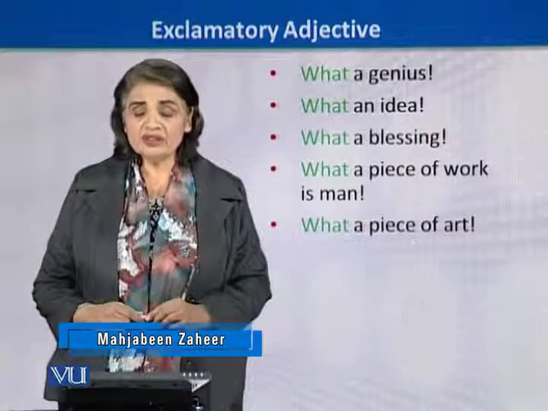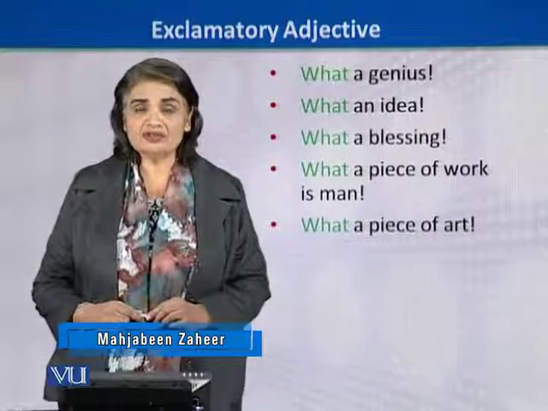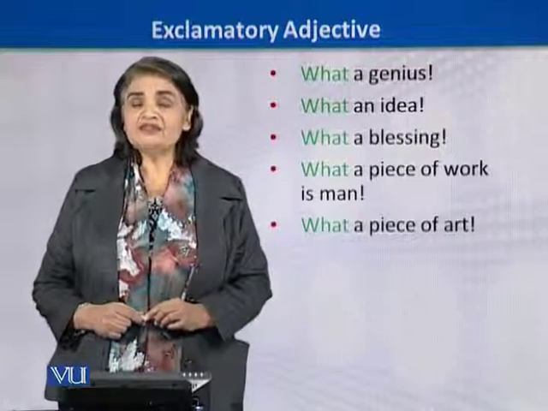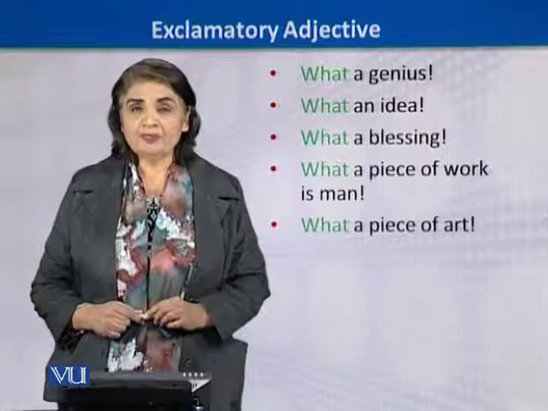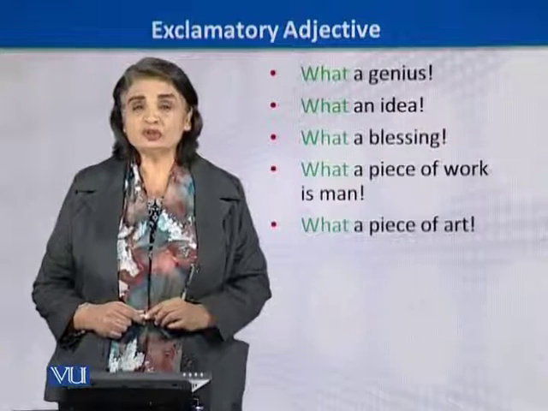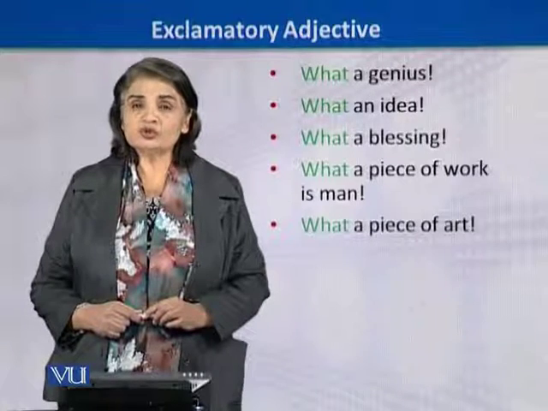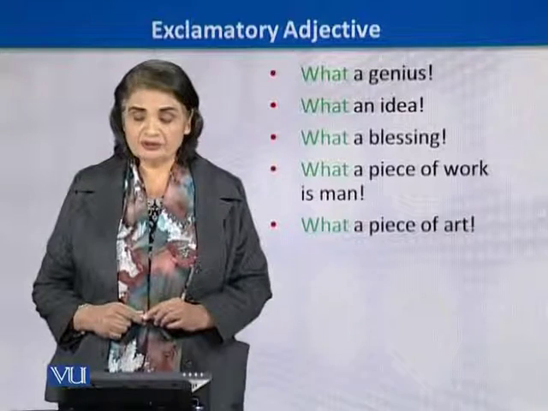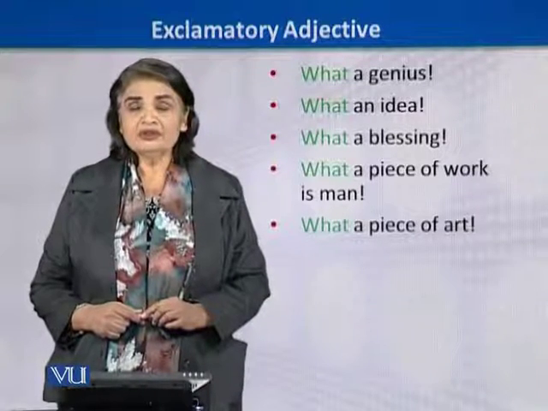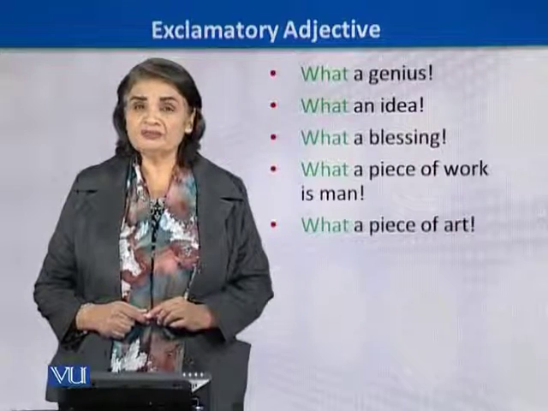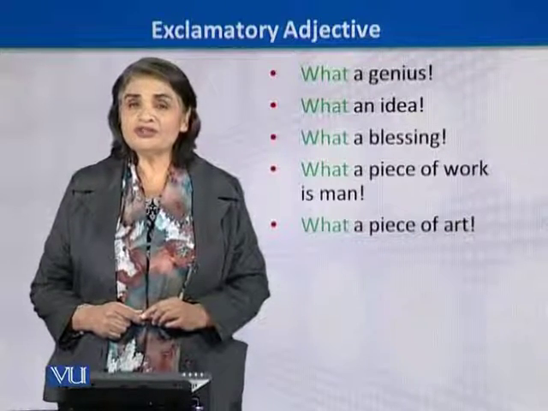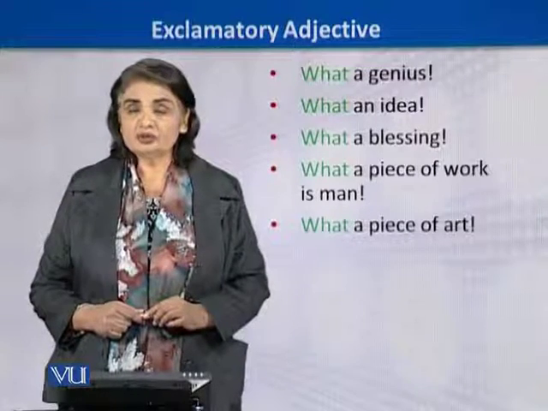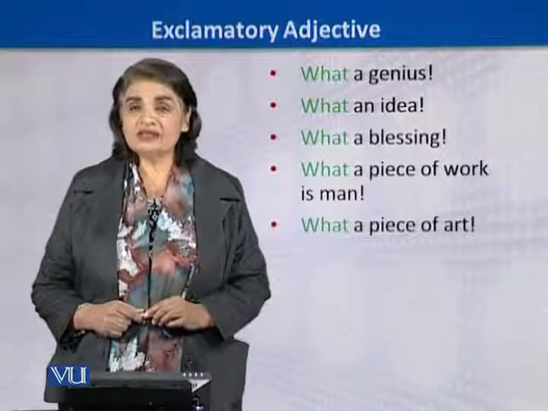But when we are using it as an exclamatory adjective, that means we have to use it as a definition or a description about something we are talking about. And also we need to have a different type of stress on the word "what". For example, we are talking about a genius and we want to define or describe or talk about the genius. So, how are we going to say it?